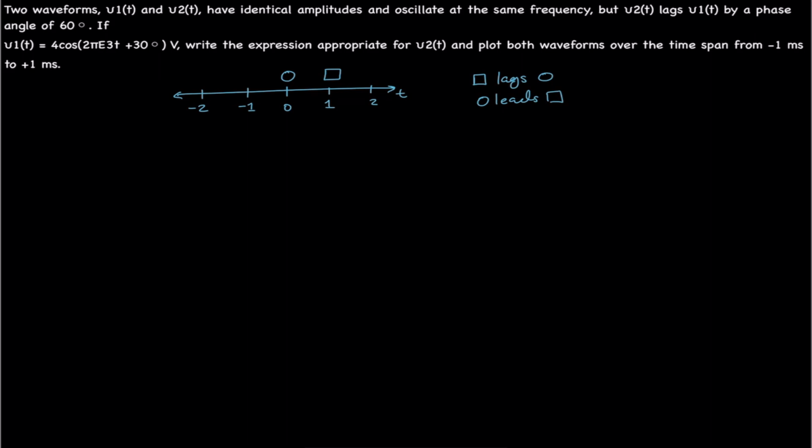By knowing that, if we have the amplitude the same and the frequency the same, we can say that v1 of t has a phase angle of θ1, and that is 30. We're given that. v2 of t has a θ2, and we don't know that. But we know that v2 of t lags v1 by a phase angle of 60. So we can say that θ2 is equal to θ1 plus minus 60. 30 plus minus 60, we get a phase angle of minus 30 degrees. Thus we know that θ2 is -30 degrees.